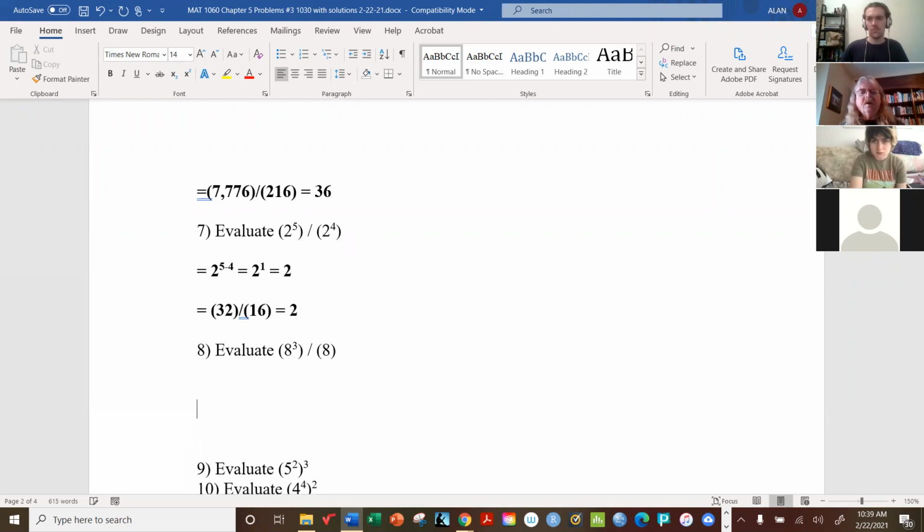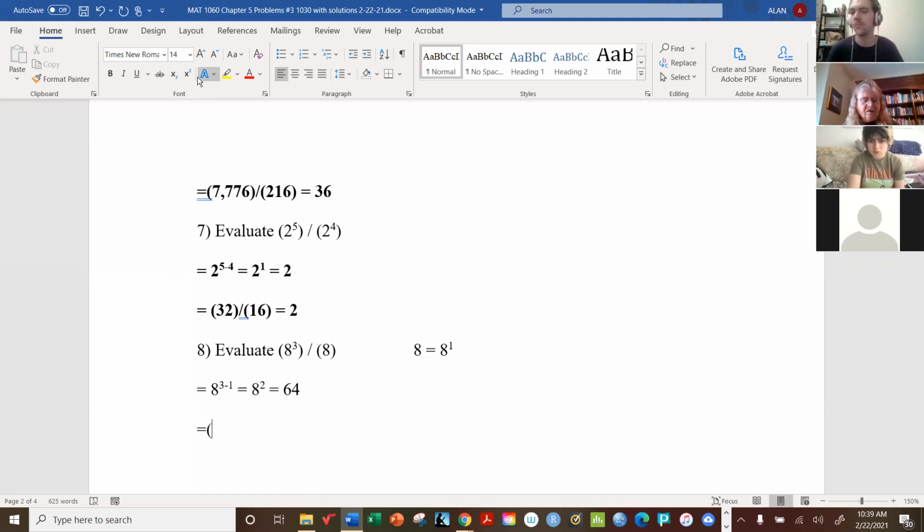Now here, I just want to point out that 8 is the same thing as 8 to the 1st power. So we can certainly apply our quotient rule here by doing the following. It's 8 raised to the 3 minus 1 power, which is 8 squared, which is 64. Or else you can just put in 8 to the 3rd power is 512, which is also 64. Beautiful.